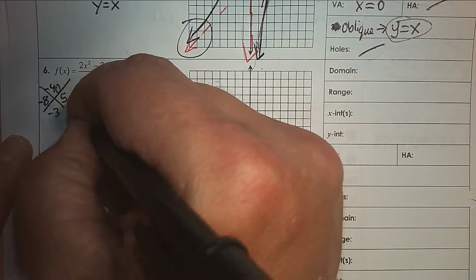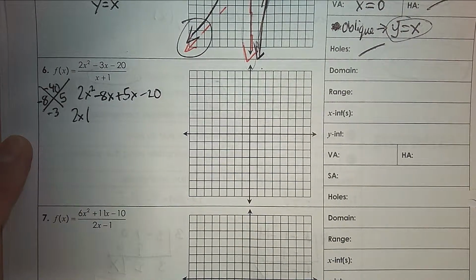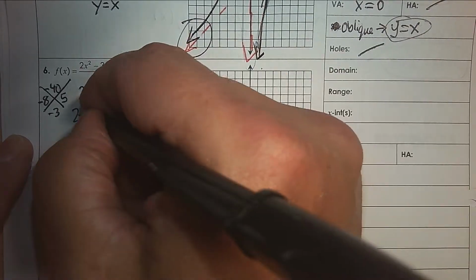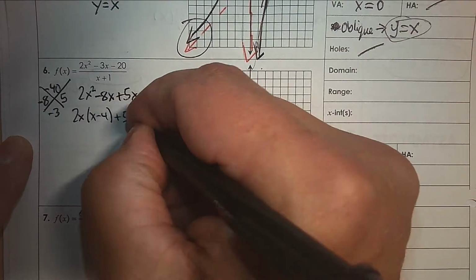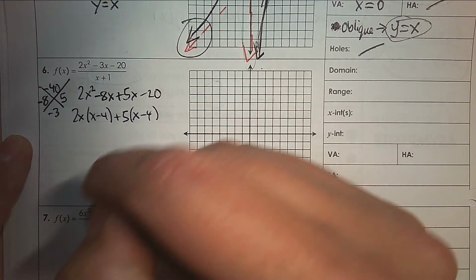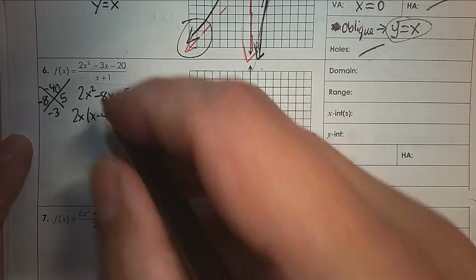So I factor out a 2x, what's left? X minus 4. Good, next. And then you factor out a 5. And what's left? X minus 4. Now it's getting easy. See, each step gets easier. And how I know is they match, don't they?